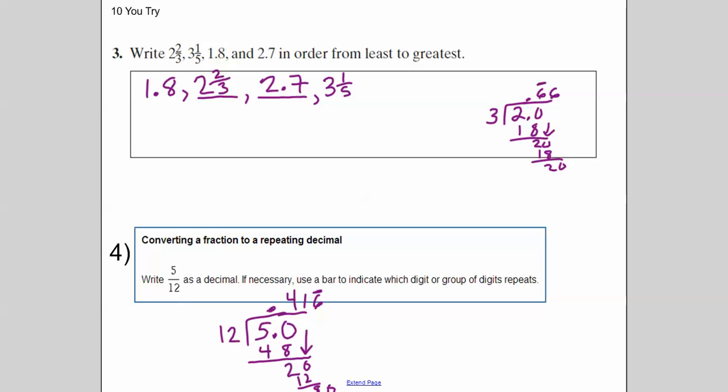Okay, so again, in this lesson, we're really putting together all of these little isolated skills that we've done so we can compare fractions and decimals all in the same problem.